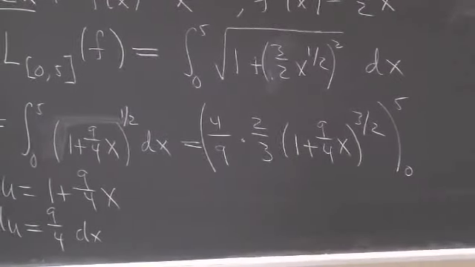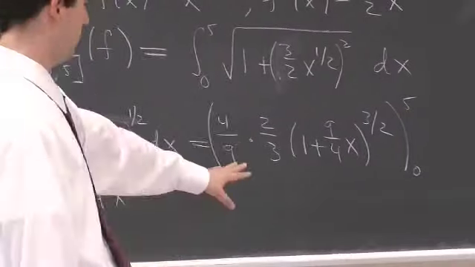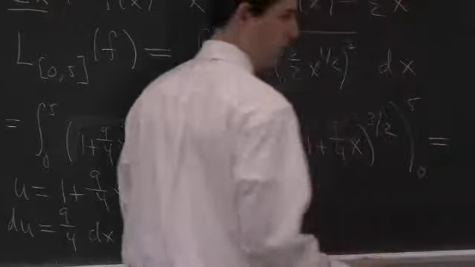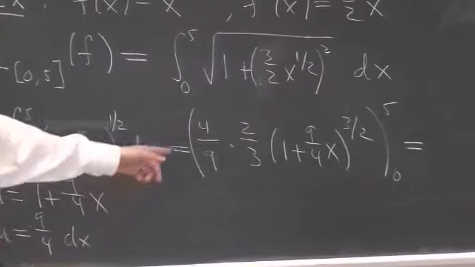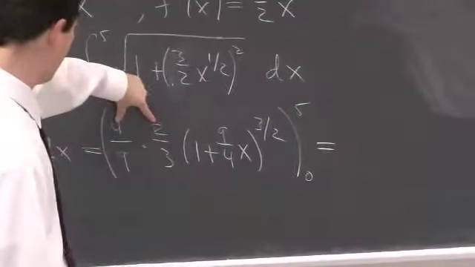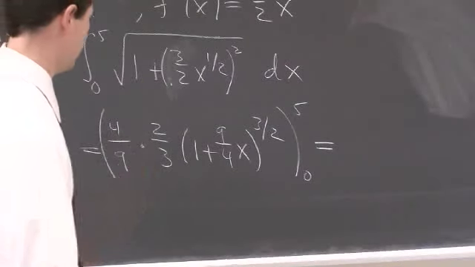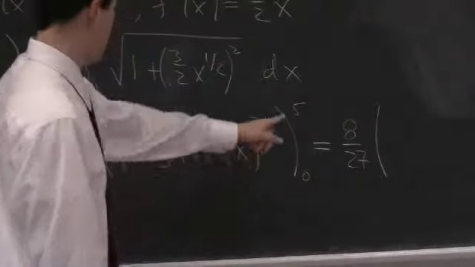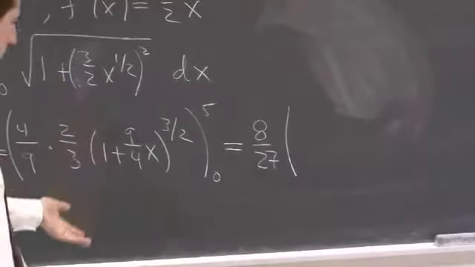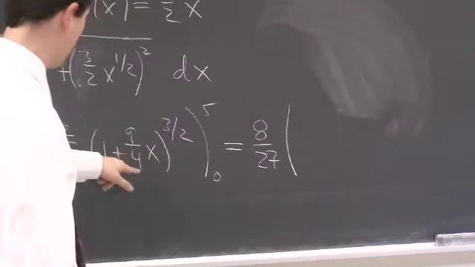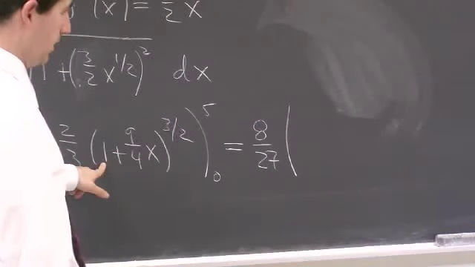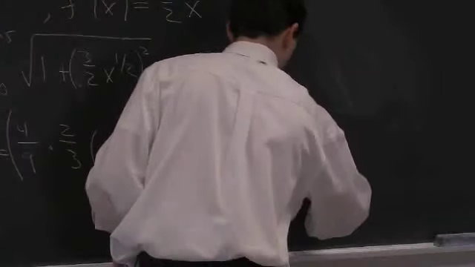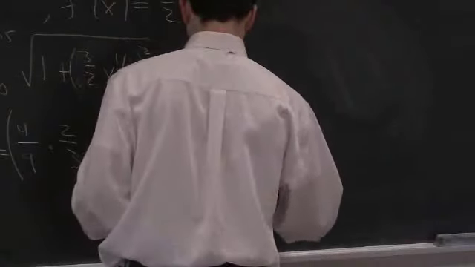Okay, so now this is just plugging things in. So let me write down. I won't work out all the arithmetic since what's the point? But we can at least plug it in. First, I can easily see this is going to be 8 over 27, and that I can pull out of everything. And then when I put in a 5, I get 45 over 4 plus 1, which is 49 over 4, to the 3/2.